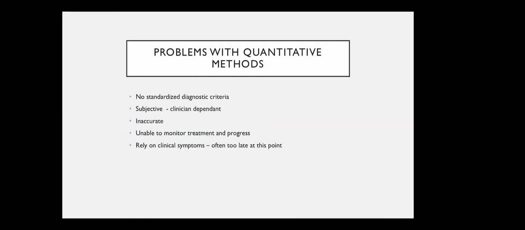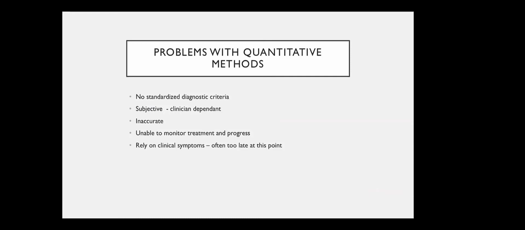So just a quick recap of the problems with the qualitative methods: they're not standardized. Every country has different criteria, which means that if a patient's going between numerous clinicians, we never have a proper diagnosis of that patient. And that leads on to the fact that it's subjective. Every clinician will actually measure things differently, and it's all based on our eyesight, basically. It's inaccurate. And another problem is you're not actually able to monitor treatment or progress.